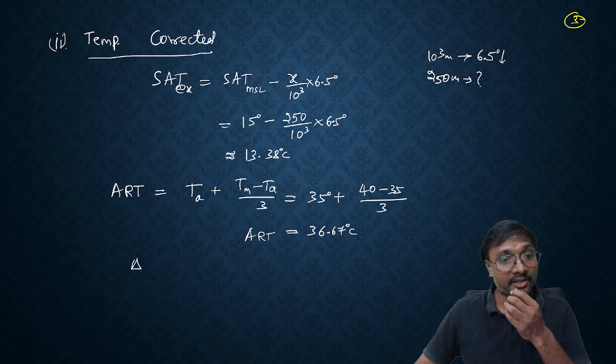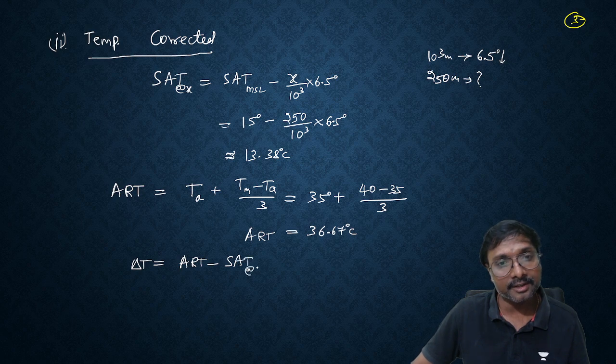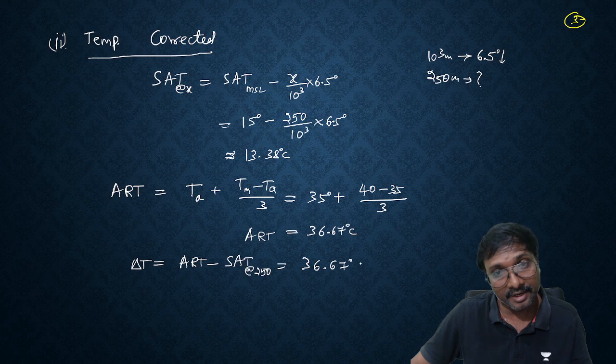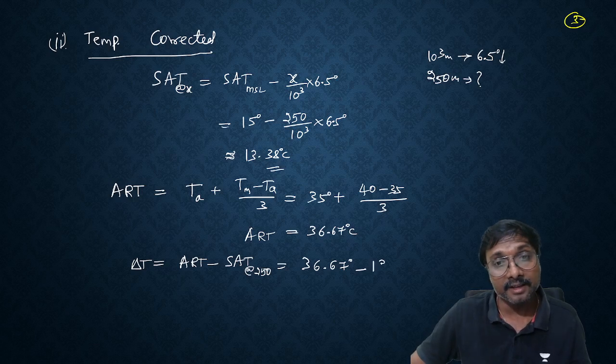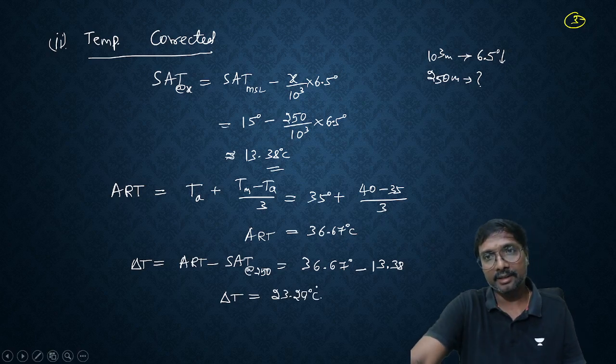Then what is the change in temperature we have to consider for applying correction? That is your airport reference temperature minus the standard atmospheric temperature at this elevation of 250 meters. The airport reference temperature we just calculated is 36.67 degrees minus the standard atmospheric temperature we got at the elevation of your airport, 13.38. So that is your delta T, the change in temperature, 23.29 degrees centigrade.